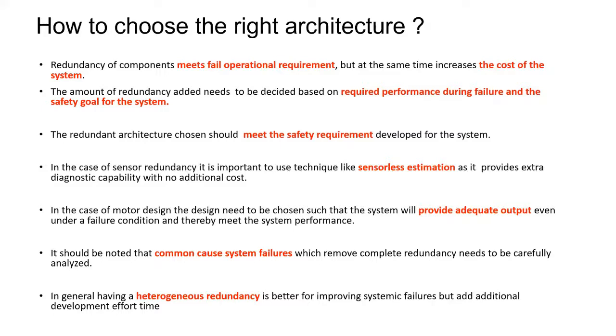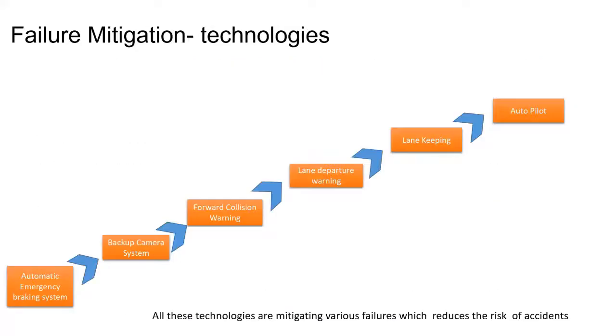In general, a heterogeneous redundancy is better for systemic failure. As I talked about, if you can develop, instead of identical systems, two systems which will achieve the same functionality, they are better. But this adds development time. So when we talk with customers or when we develop a system, we need to understand what the development time is and what we can achieve in reality for these systems.